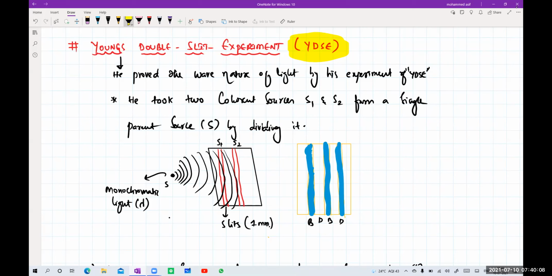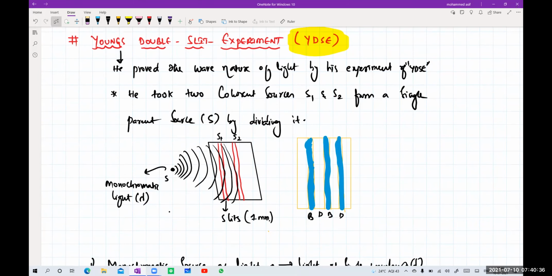Light started moving from those pinholes, and the moment it did, it started bending. You know that light will bend only if it has a wave nature, otherwise light always travels in a straight line. So as the light passed through the holes, it bent and was incident on the screen in the form of a bright band, dark band, bright band, and dark band alternately, showing constructive and destructive interference. By this experiment, he concluded that light behaves like a wave.